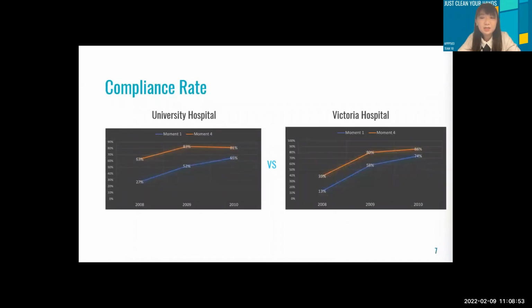After the Just Clean Your Hands program, hand washing rates had greatly improved. We collected compliance rates of moments 1 and 4 for University Hospital and Victoria Hospital. We can see that they were both on a rising trend. Victoria Hospital increased a lot faster. Ideally, they want to reach a 100% compliance rate, but they don't know how to improve that. Now I will hand over to Vinod for a live interview.